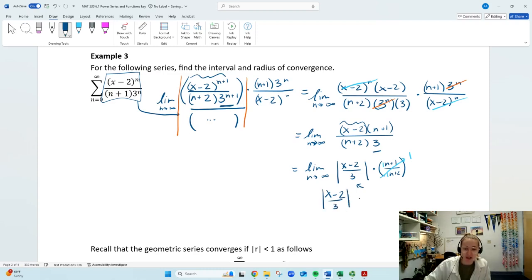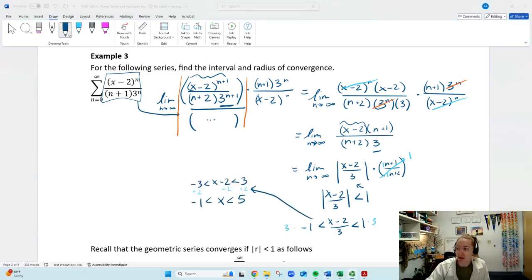I'm really looking for that chunk to be less than 1, because if it's less than 1, then I know that this will converge. I'm going to go ahead and rewrite this as the absolute value of x minus 2 over 3 being less than 1. It could be less than 1, but it could also be greater than negative 1, because I could have all of the values in here end up being negative, like negative 1/2, and it would still converge because the absolute value of it would be less than 1. Okay, now that I have this inequality, I'm going to multiply by 3 and add 2. So my interval of convergence here is really going to be from negative 1 to 5.